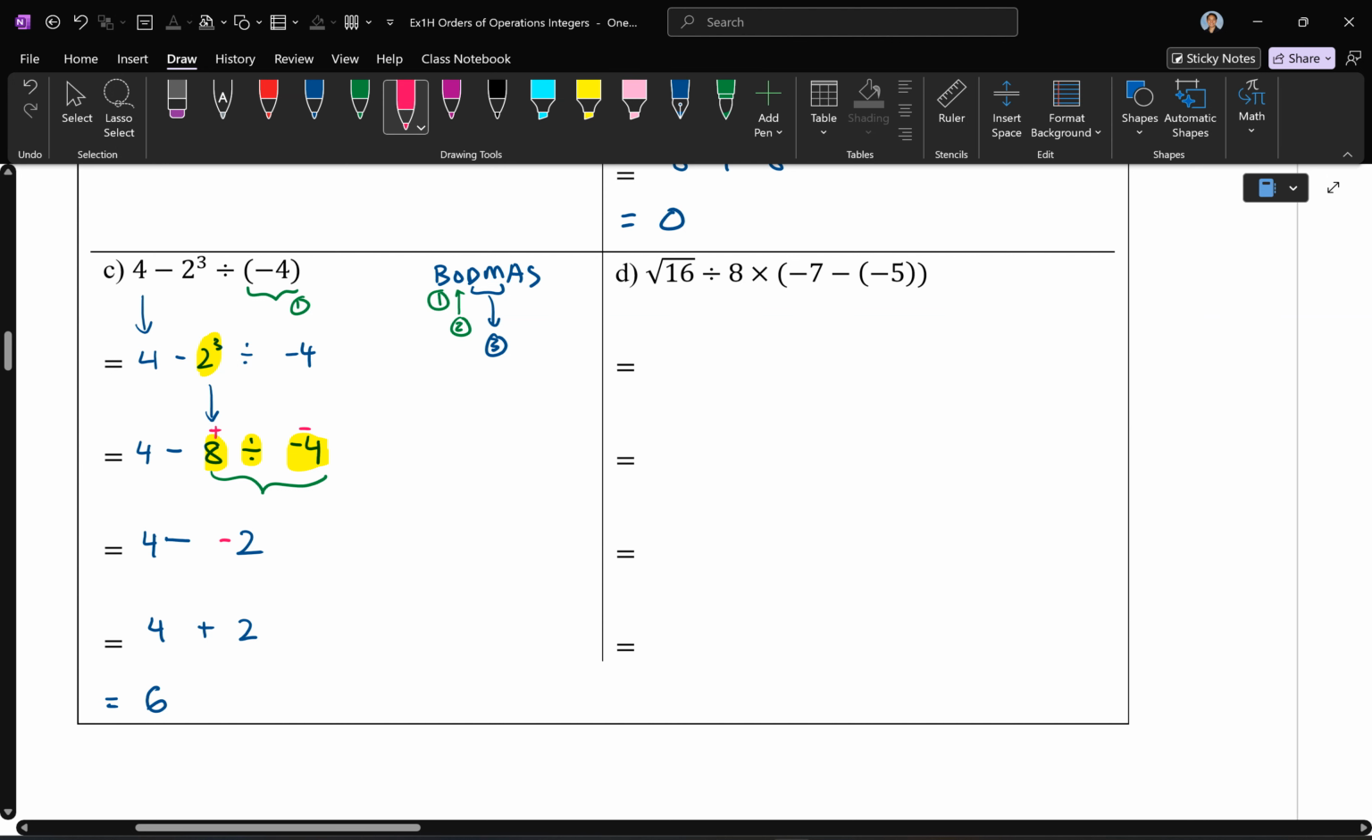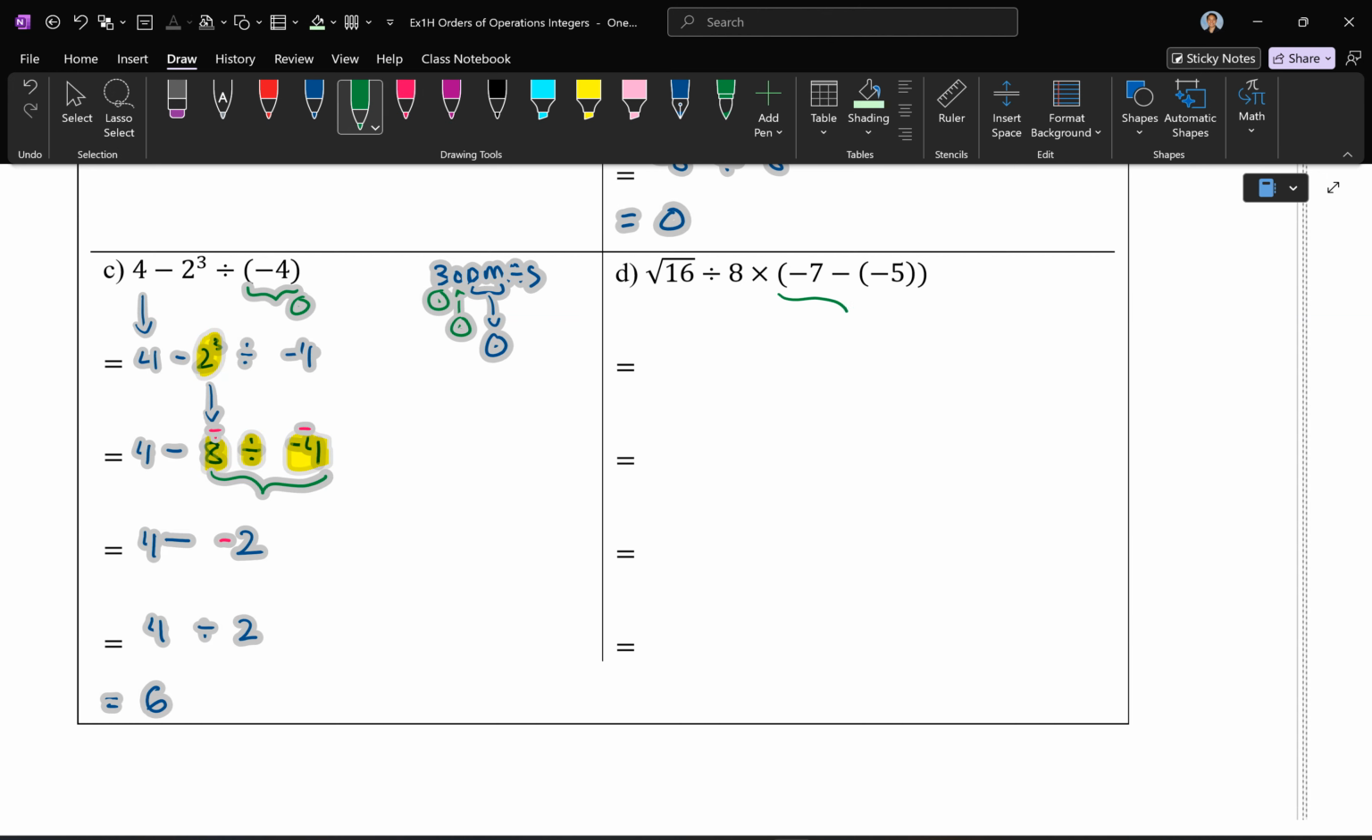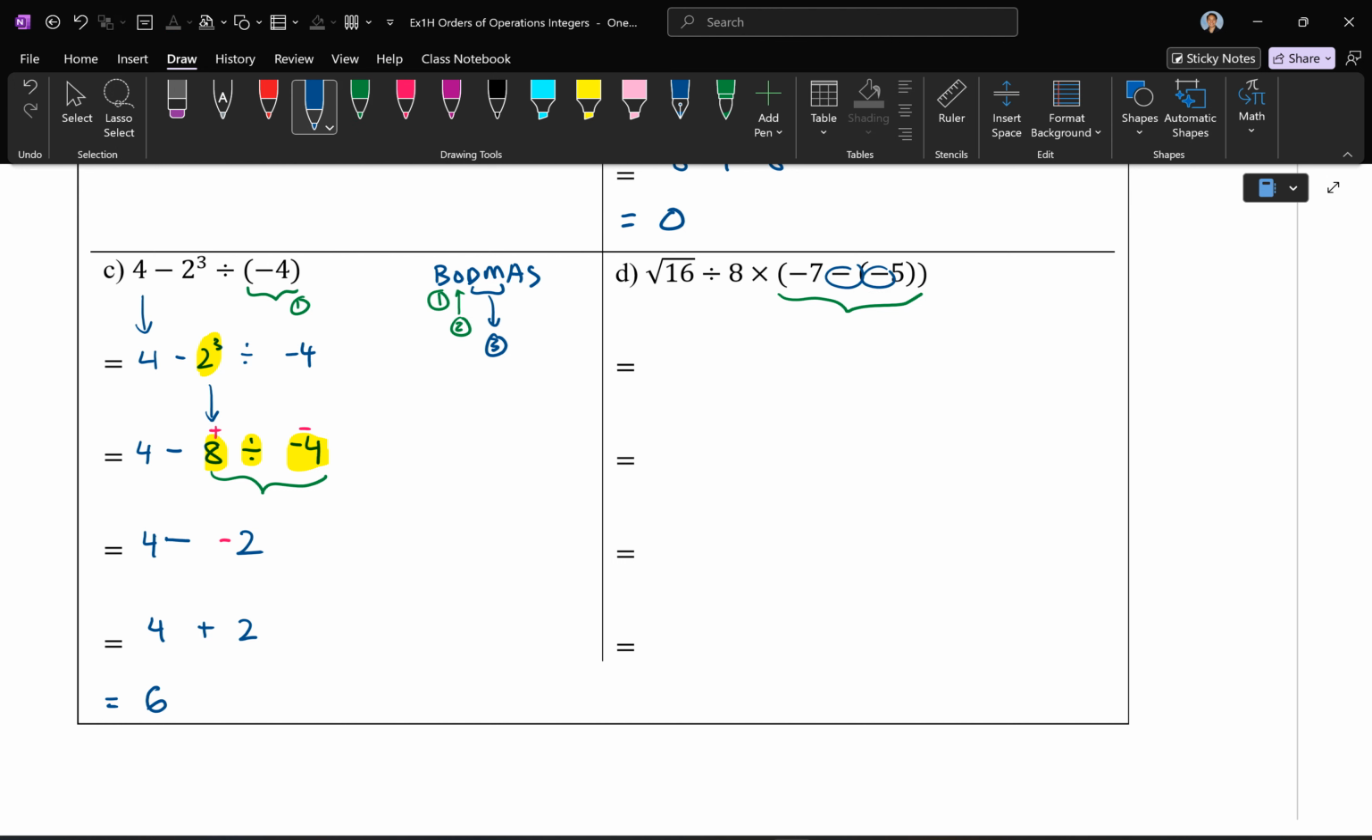Here we go. I've got a double brackets there. So again, BODMAS, we're going to work with brackets first. What's inside the brackets? I've got negative 7 minus a negative 5, right? Very good. So I want you to write down that minus a negative is the same thing as saying, left and then opposite of left is right. So it's plus, so it should be negative 7 plus 5.